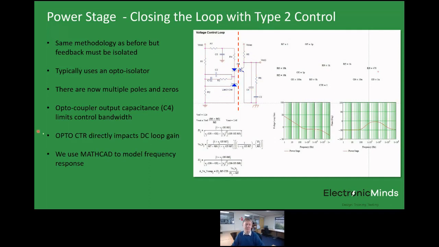Also, the optocoupler CTR, because it's directly in the feedback loop, affects the DC loop gain. An opto CTR can vary over quite a wide range. So when you're using optocoupler feedback, it is really important to have good phase and gain margins to counter aging effects on the opto, which can change the CTR and things like that.